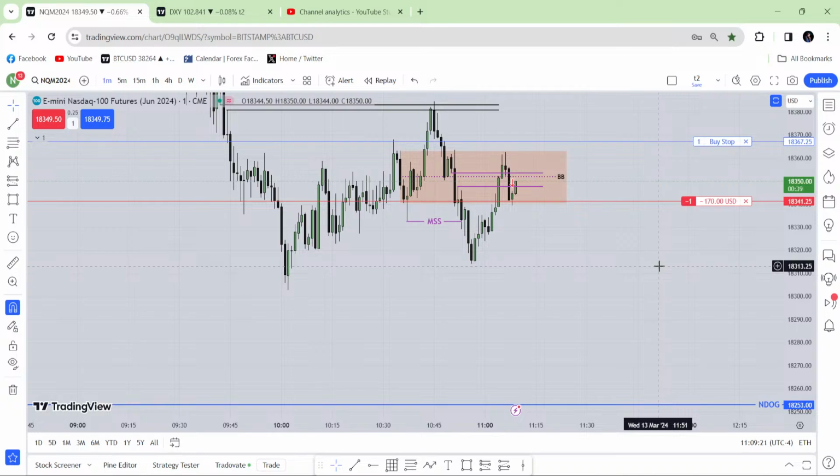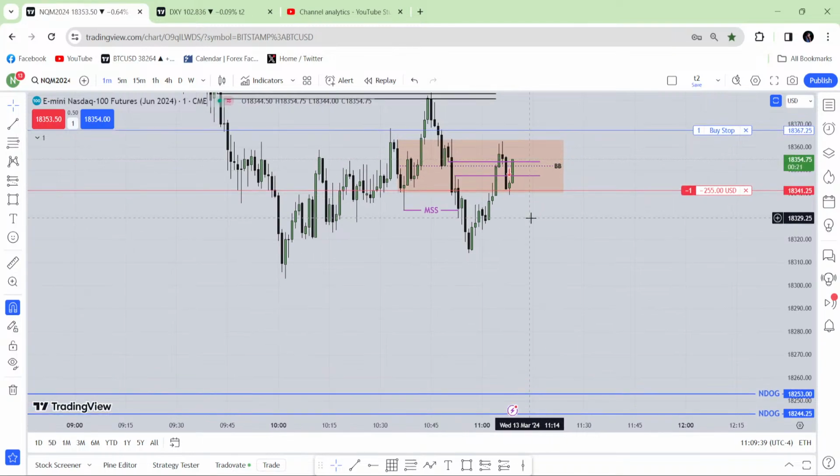Also, inversion fair value gap entry. What is inversion fair value gap? Are you talking about this fair value gap? This is not an inversion fair value gap. For being an inversion fair value gap, it has taken a lot of liquidity here. See, a lot of liquidity has been taken over there. So after taking all of this liquidity, this can't be your inversion fair value gap.